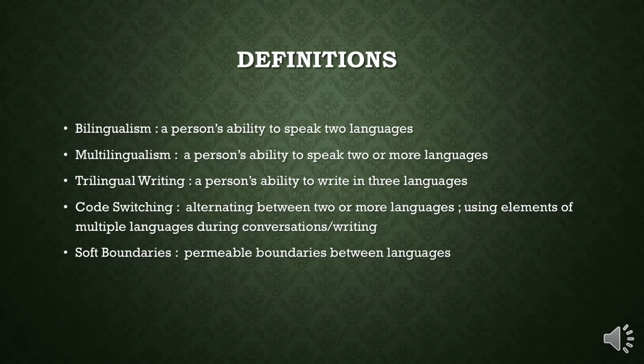Code switching refers to a speaker alternating between two or more languages or using elements of multiple languages when conversing or writing. Soft boundaries refer to boundaries that are permeable, allowing for interaction between the languages.